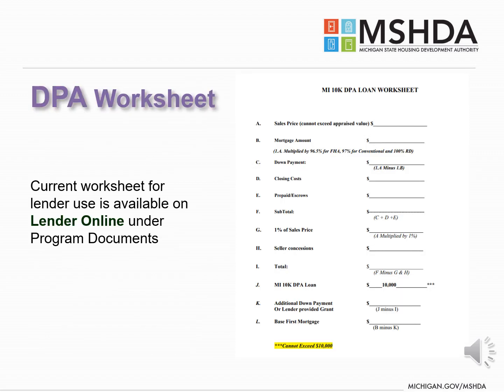A DPA worksheet is available to you on Lender Online as a tool to assist you in the calculation of DPA allowed on your loan. This form can be found on Lender Online under Program Documents.